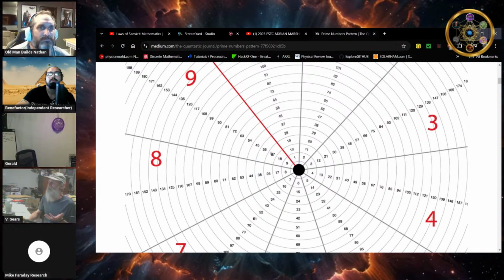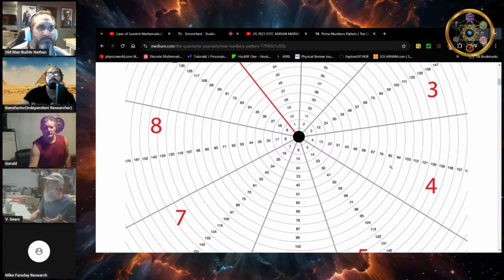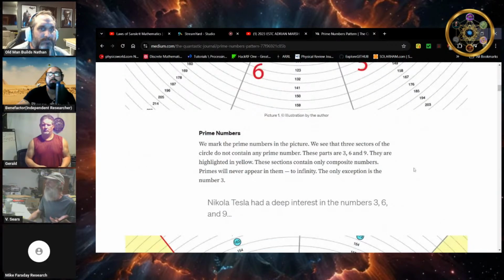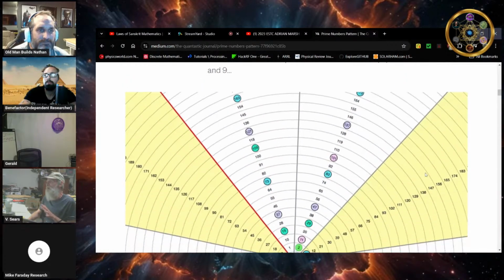But this red line is special too. But anyway, the prime numbers in the picture, you see 3 sectors that don't have any prime numbers at all. They only contain composite numbers, which is something I noticed alchemical scientists saying about the Malcolm grid. So what I noticed about the 369 then is that if there's no primes there, there's no atomic building blocks in them 3 lines.